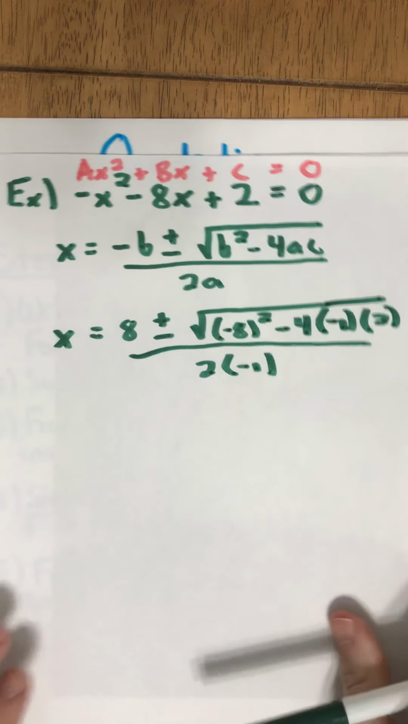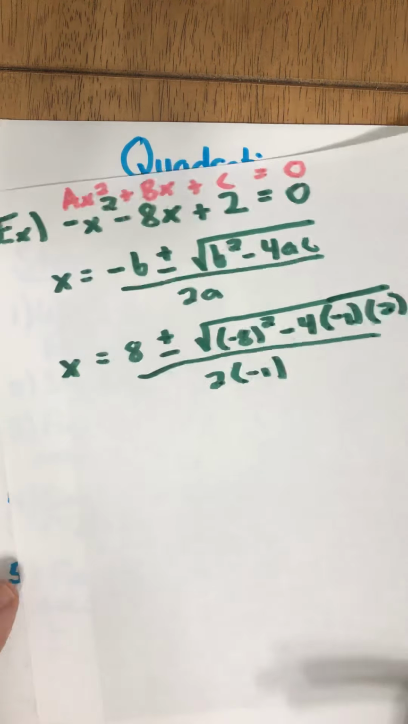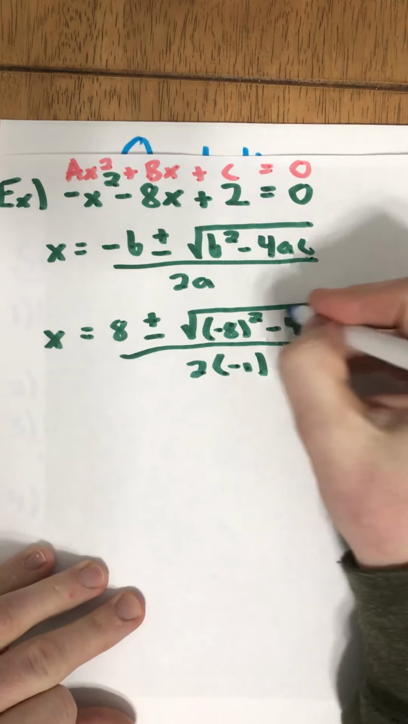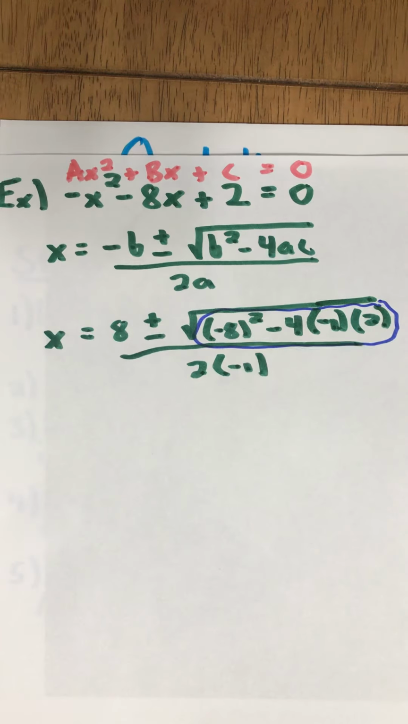All right, step 3, I'll come back here. Find the value inside the radical. So I'm just going to look inside the radical at this part right here. You can put this right in your calculator. You might want to do that right now while I'm talking.